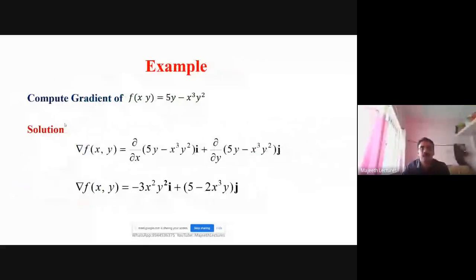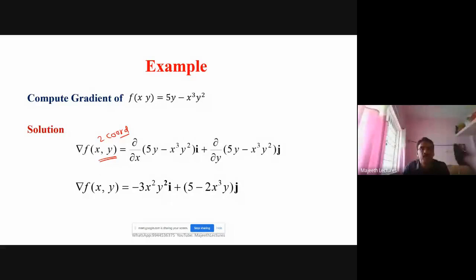So here we have solved one problem. f of x,y is equal to 5y minus x cube y squared. Right? It is a two-dimensional gradient. Del f(x,y). Why is it called two-dimensional? Because it has only two coordinates, x and y. So we can say it is a two-dimensional gradient.